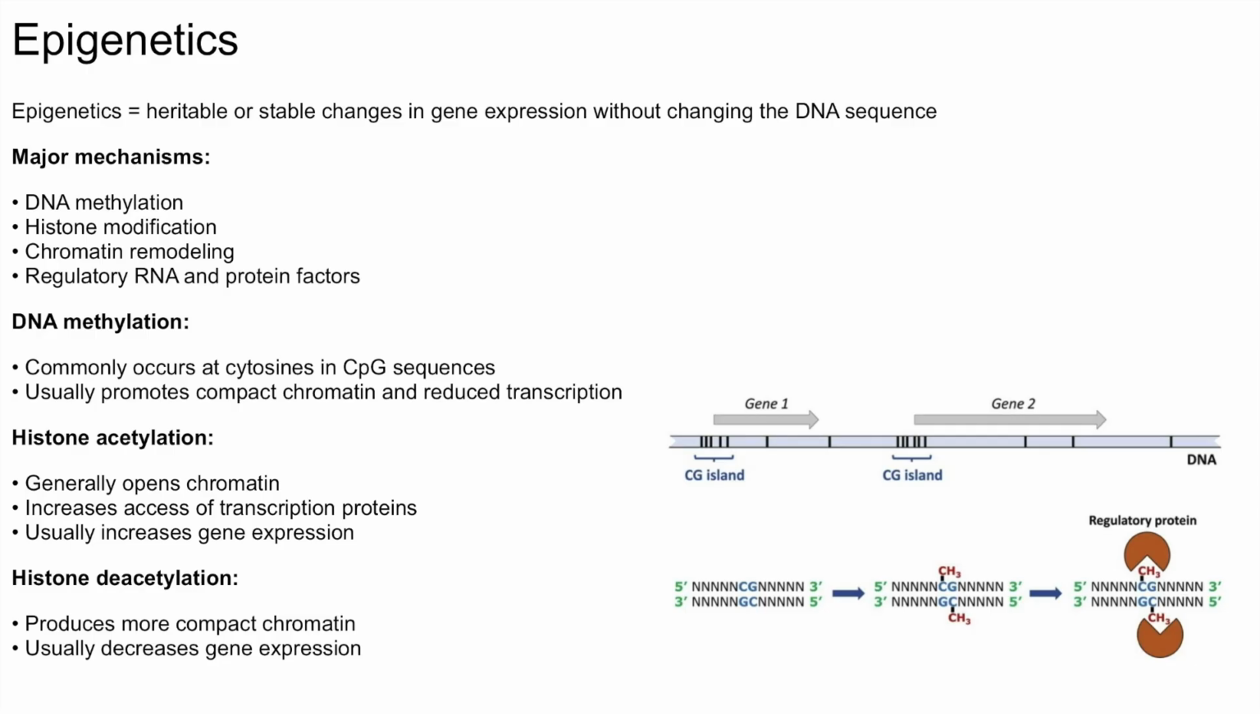Histone acetylation usually has the opposite effect. So adding acetyl groups reduces the attraction between the histones and negatively charged DNA, opening chromatin and increasing access for transcription machinery. So histone deacetylation removes those groups and usually represses expression. Other mechanisms include chromatin remodeling complexes and regulatory RNAs, and these are useful general rules, although the exact effect can depend on genomic location and context. The central distinction is that a genetic variant changes the DNA letters, whereas an epigenetic change alters how those letters are packaged, accessed, or expressed.